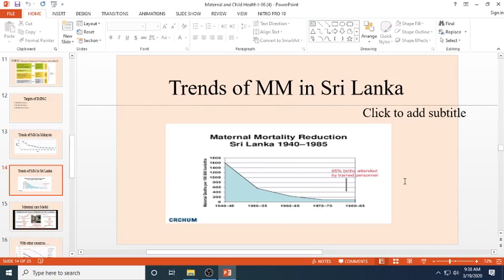When it comes to Sri Lanka, it also shows the same trend. Within 20 to 25 years, maternal mortality rate has drastically reduced. This also shows the important improvement of maternal care in Sri Lanka.